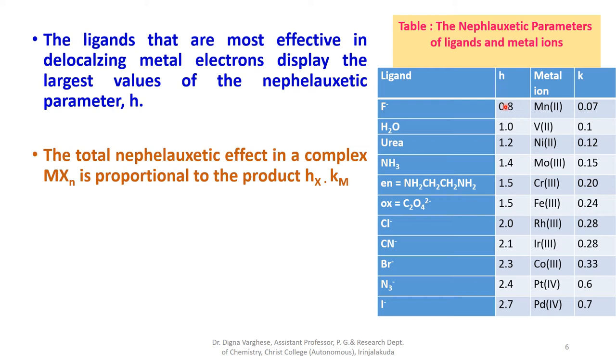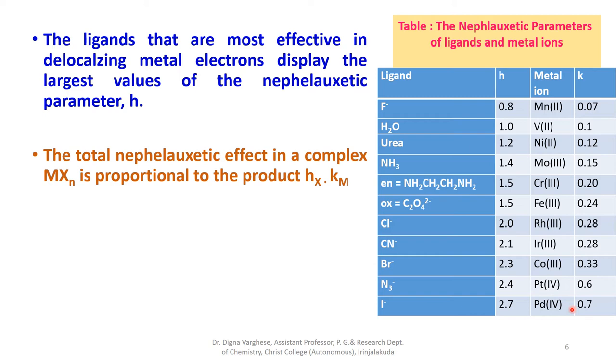And for the metal ion, the k parameter value is between 0.07 to 0.7. That is, for manganese 2.07, vanadium 2.1, nickel 2.12, molybdenum 3.15, chromium 3.20, iron 3.24, rhodium 3.28, and iridium 3.28, cobalt 3.33, platinum 4.6, and palladium 4.7.